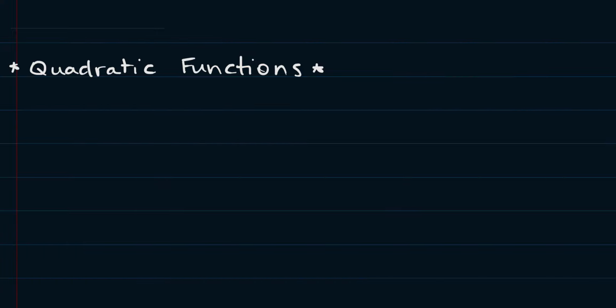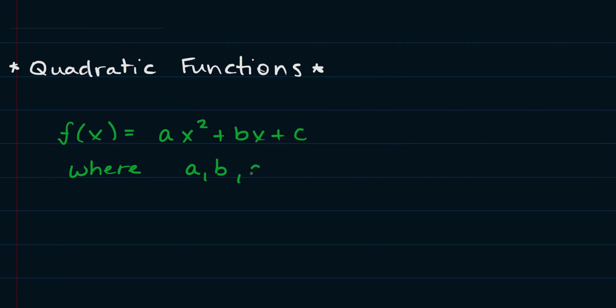Over the next few sections, we're going to talk a lot about quadratic functions. A quadratic function is a function that takes this shape. So we have a times x squared plus b times x plus c, where a, b, and c are real numbers, and a is not equal to 0.